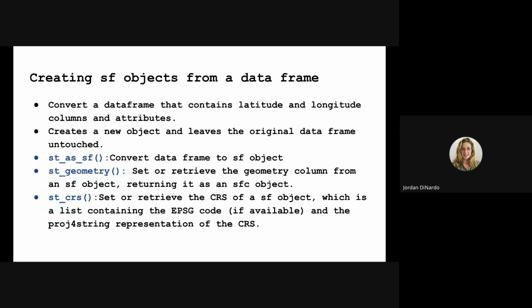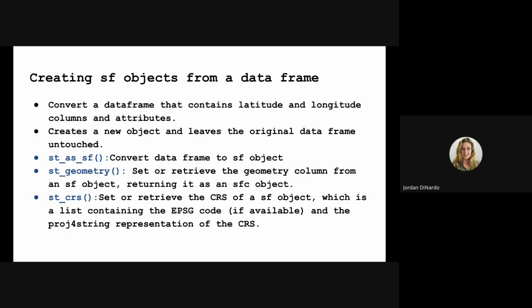I think this is a more useful way of creating sf objects, and that's converting a data frame that contains latitude and longitude columns, as well as attributes, into an sf object. This creates a new object and leaves the original data frame untouched, because it's no longer a data frame, it is now an sf object. And the function that you will be using here is st_as_sf. That converts a data frame to an sf object.